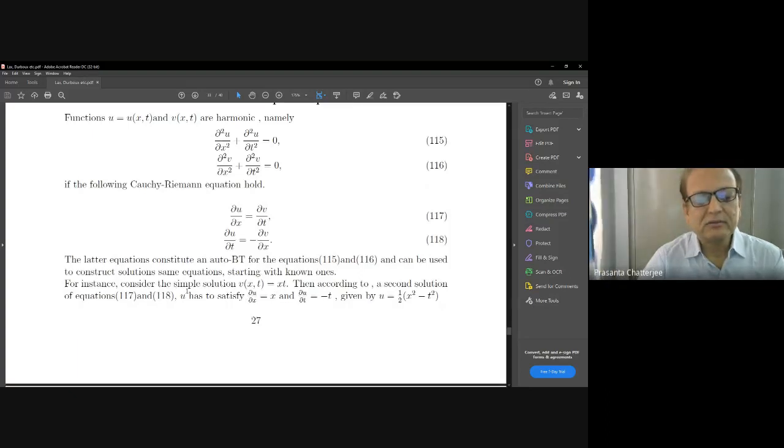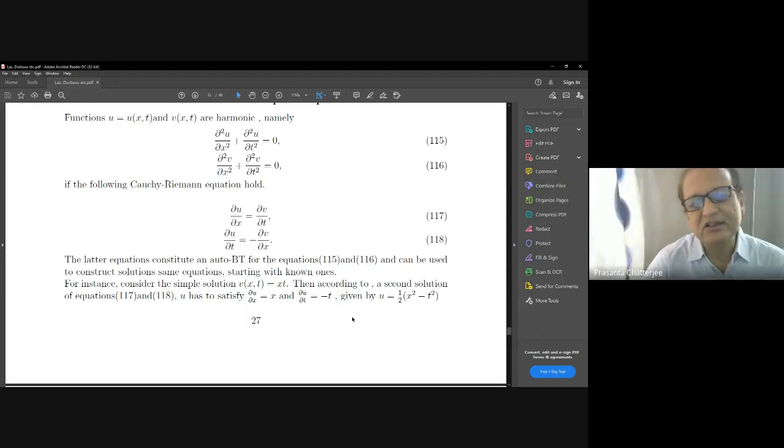So suppose we consider the simplest equation, v_xt equal to xt. Then according to the Cauchy-Riemann equations 1.17 and 1.18, u has to satisfy del u del x equal to x and del u del t equal to minus t. So the solution is given by u equal to half of x square minus t square.